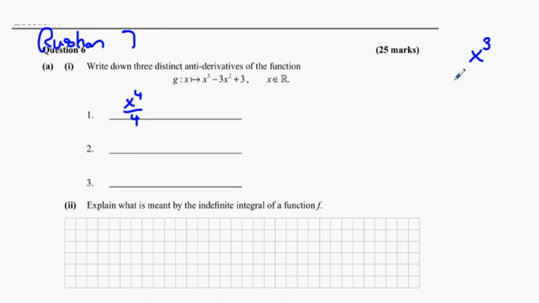What about minus 3x squared? Add 1 to the power, divide by the new power. So what happens to those 3's? It's minus x cubed. And finally, what differentiates into 3? That's one answer. What could the next answer be?